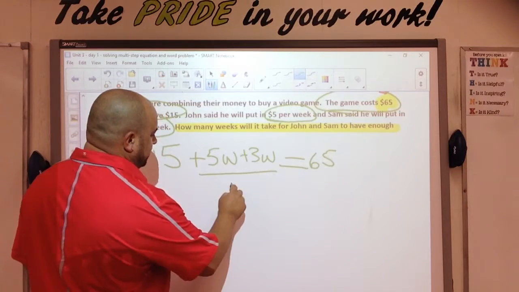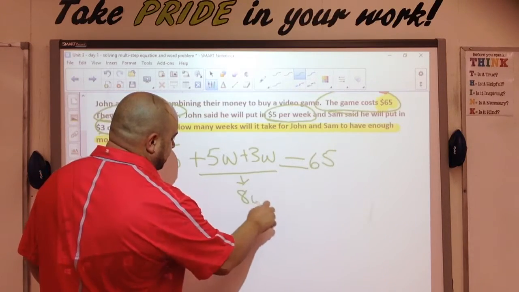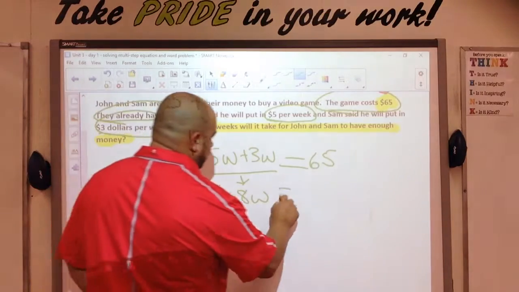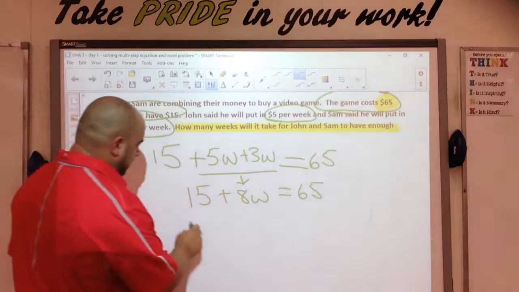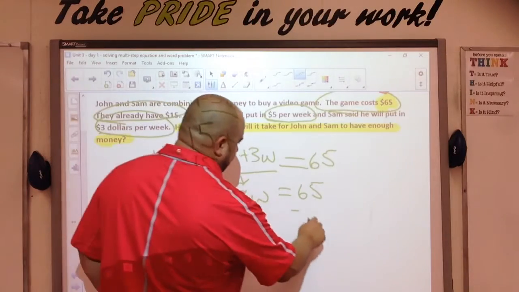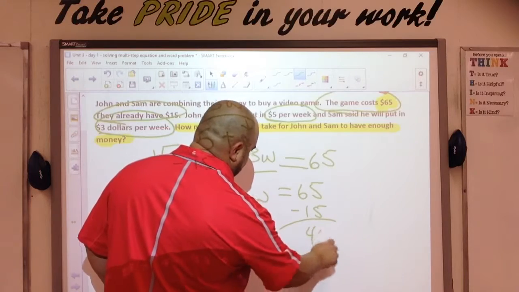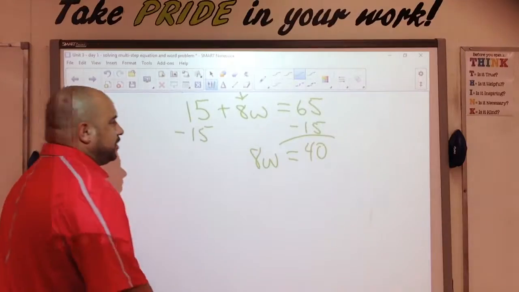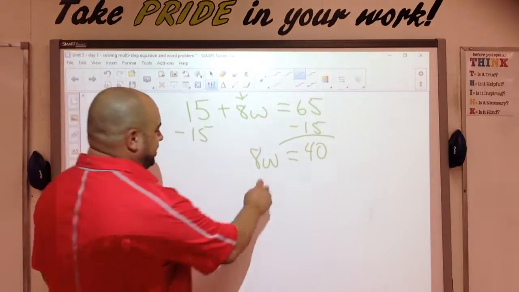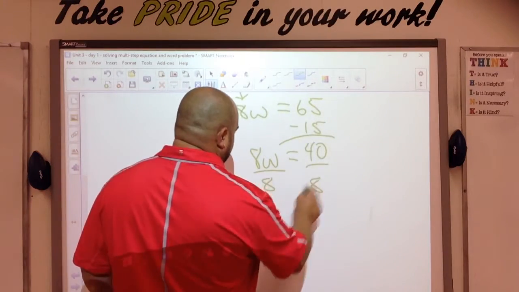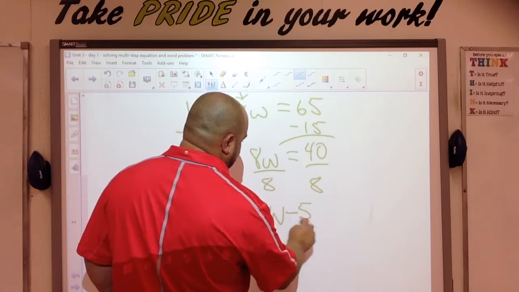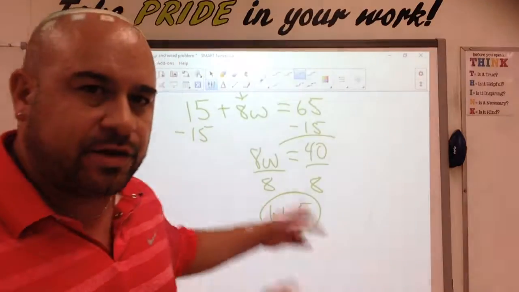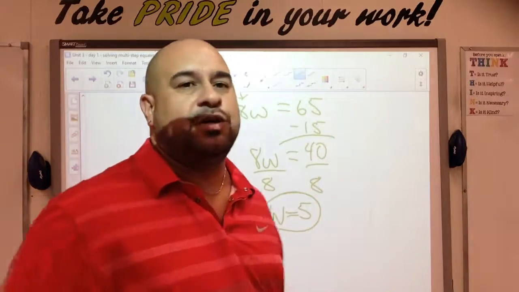So 5W plus 3W is 8W. I'll bring the 15 down, plus 8W equals 65. I subtract 15 from both sides, and I get 40. I bring down the 8W, and so 40 divided by 8 is 5. So it's going to take them 5 weeks to get their dollar amount of $65 to purchase the game.